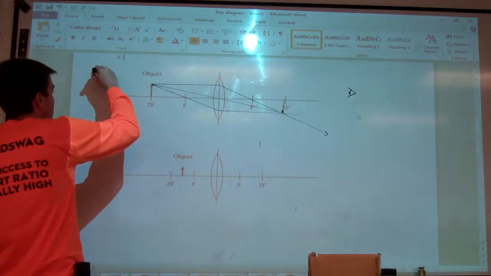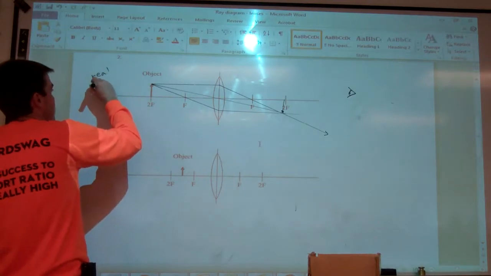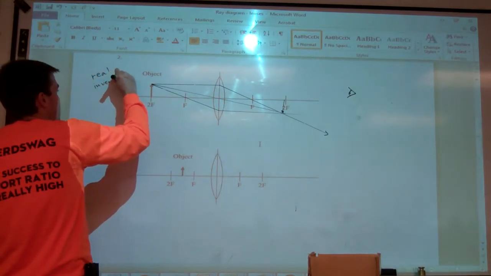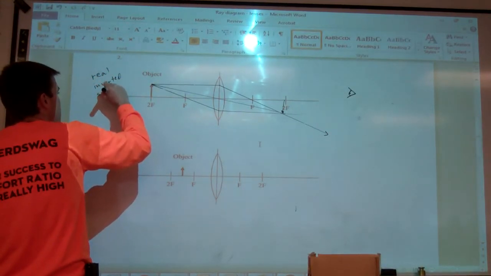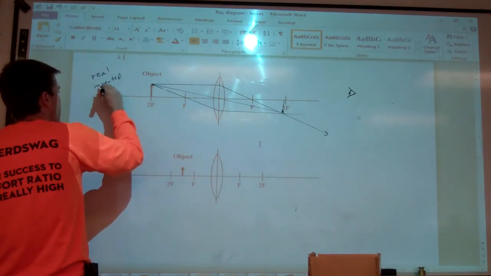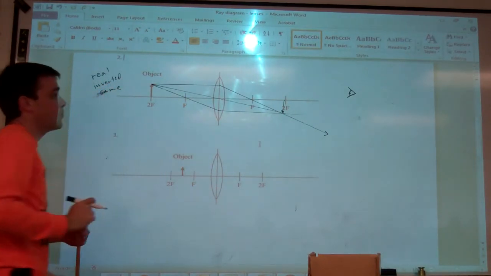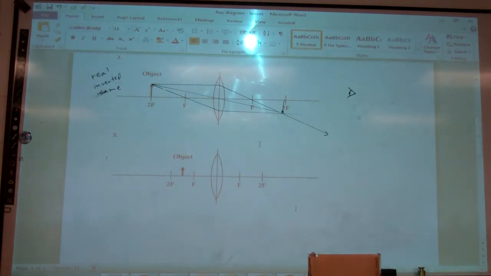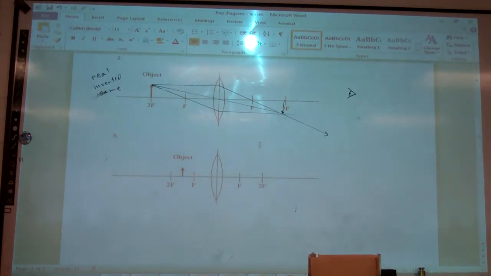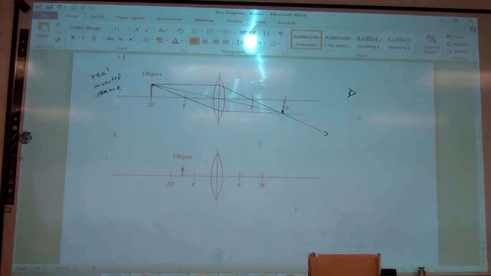Real? So real, inverted, and the same size. Anytime it's at the center of curvature, it's going to be real, inverted, and the same size.